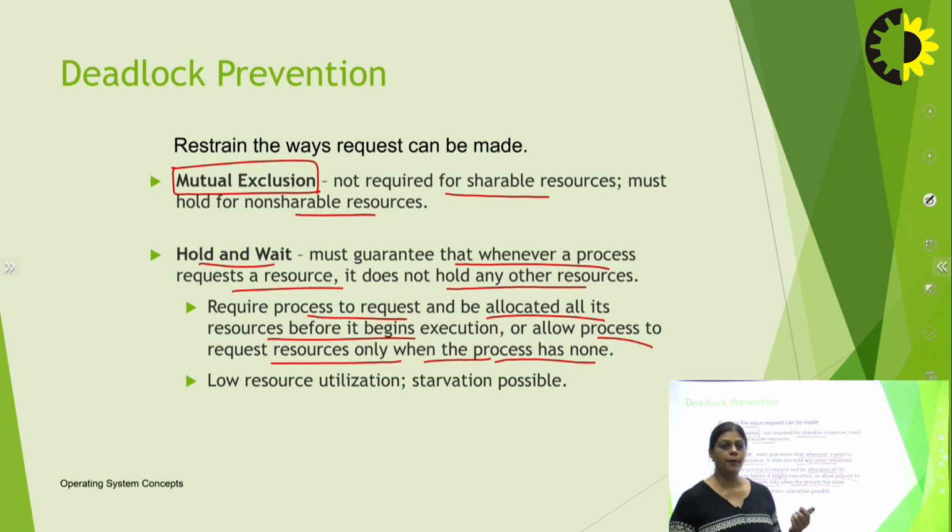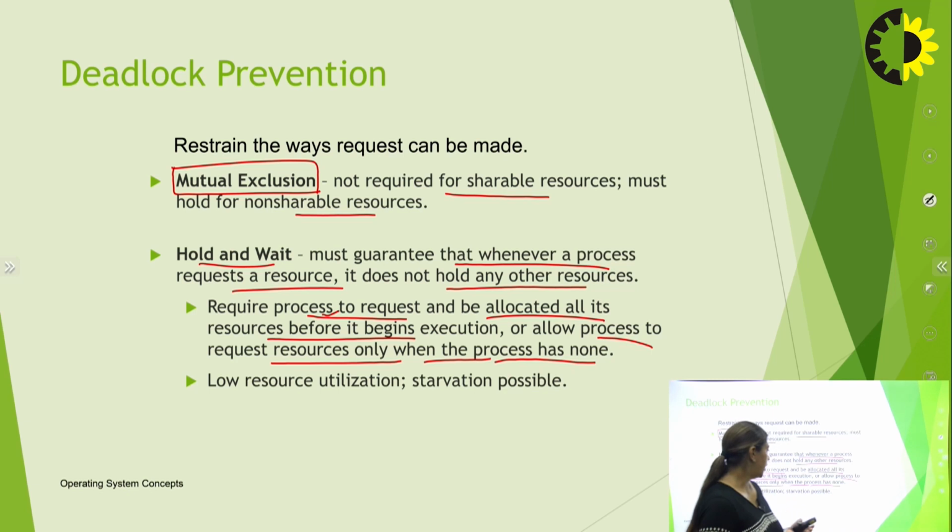Now, how to implement hold and wait? There are two ways. First, ask the process how many resources it wants. You give all the resources to it at one time and let it complete. But there can be a situation where that process needs a resource only later, at the end of the program. In the meantime, that resource could be used by some other process. The other process may be waiting while the first process is not using that particular resource.